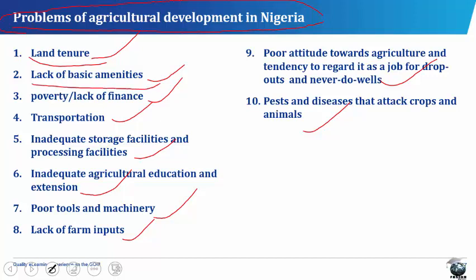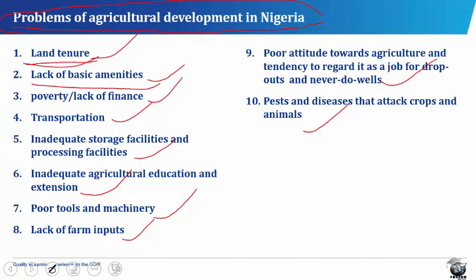Lack of basic amenities like water, electricity, healthcare delivery, good roads, and schools has resulted in youths and able-bodied men and women migrating from villages to towns and cities for better opportunities. The solution is that these amenities should be provided in villages to discourage this rural-urban drift.